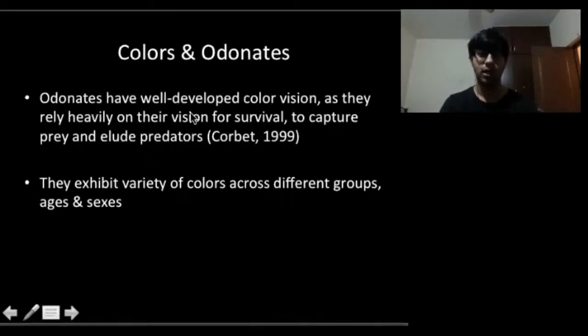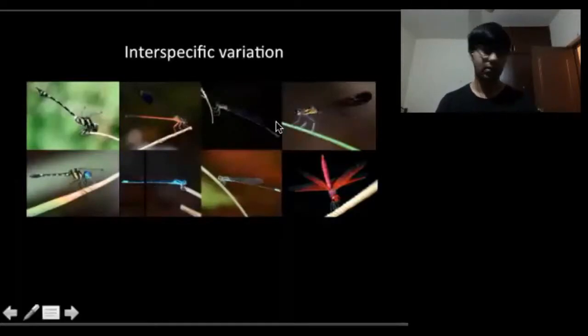So colors are really important for dragonflies because they have a very well developed color vision, and they rely heavily on visual cues for their survival in general. And they also show a lot of variety of colors across different groups, but also across a single species. So this is, of course, the variation that you see across different groups.